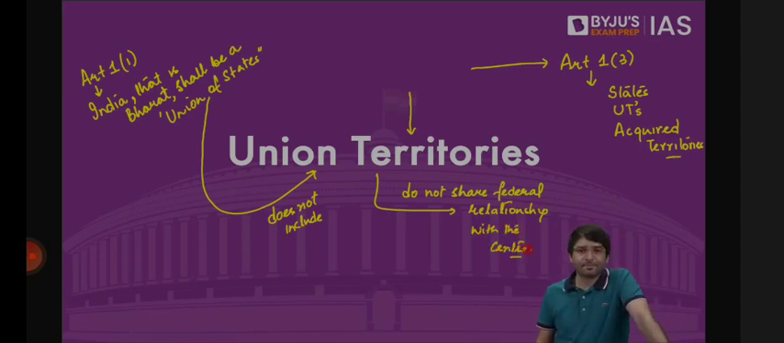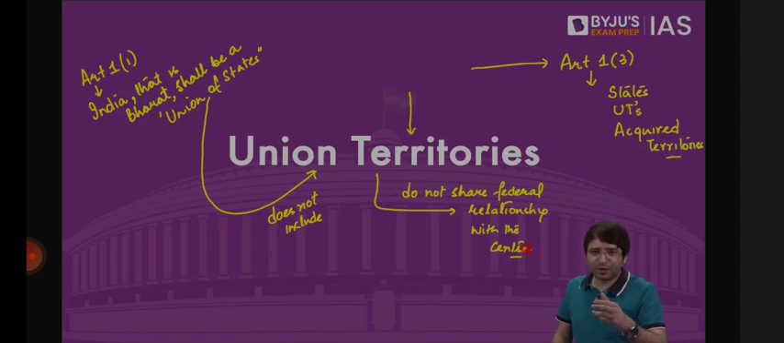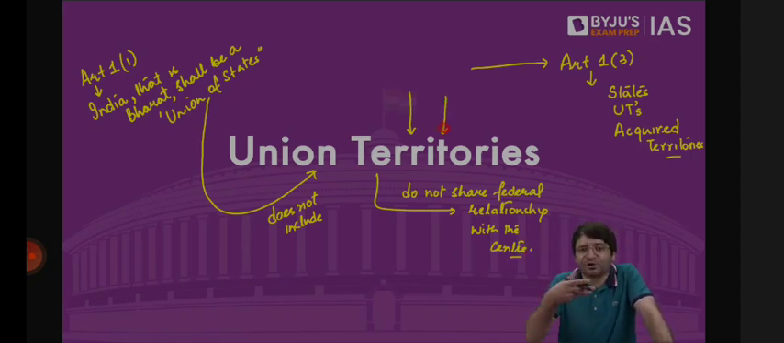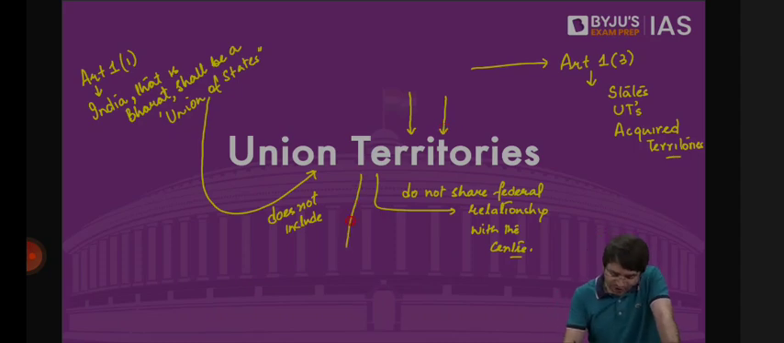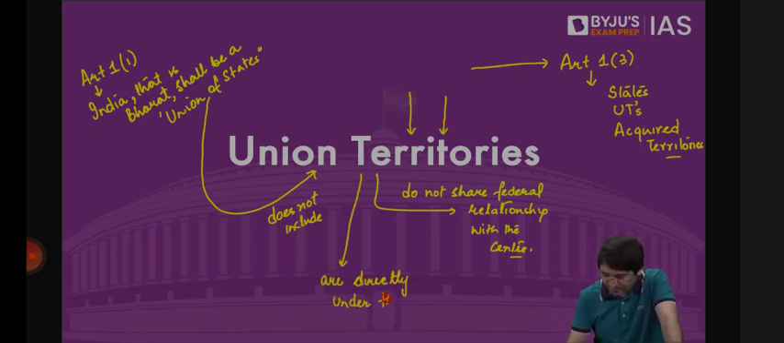In a federal relationship, we have something known as dual government. One government in the center, one government in the states. We have distribution of powers. Some powers given to the center, some powers given to the states. These features are not applicable to union territories because they do not share a federal relationship with the center. Because these union territories are directly under the control of the central government.